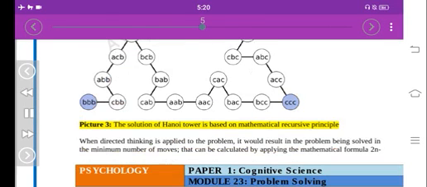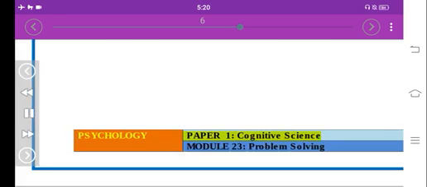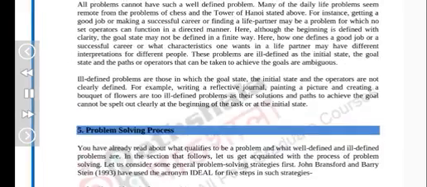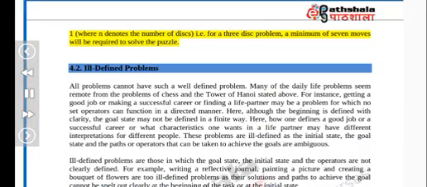Picture 3. The solution of Hanoi Tower is based on mathematical recursive principle. When directed thinking is applied to the problem, it would result in the problem being solved in the minimum number of moves, that can be calculated by applying the mathematical formula 2^n - 1, where n denotes the number of disks, i.e. for a 3-disk problem, a minimum of 7 moves will be required to solve the puzzle.